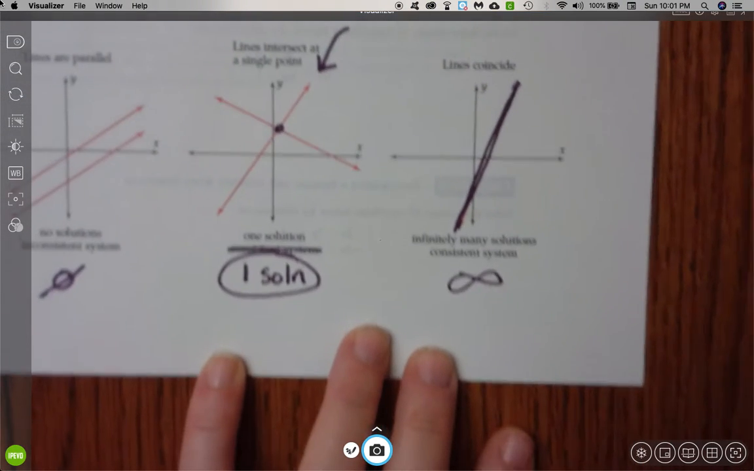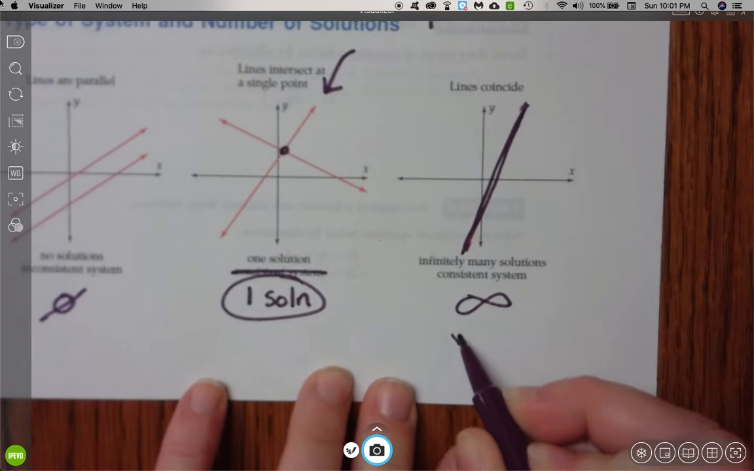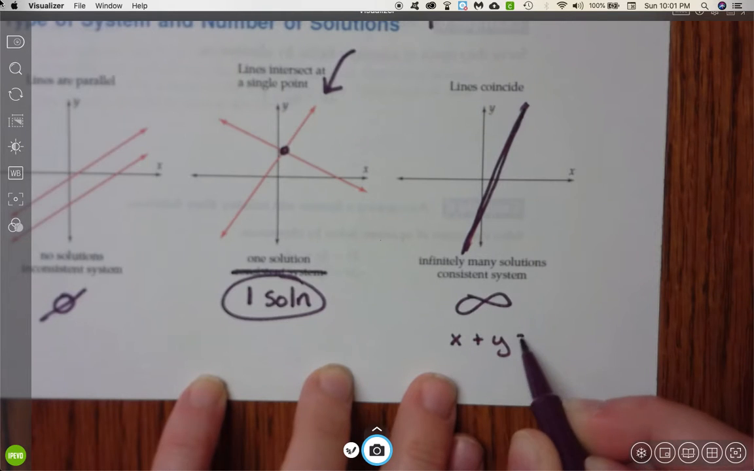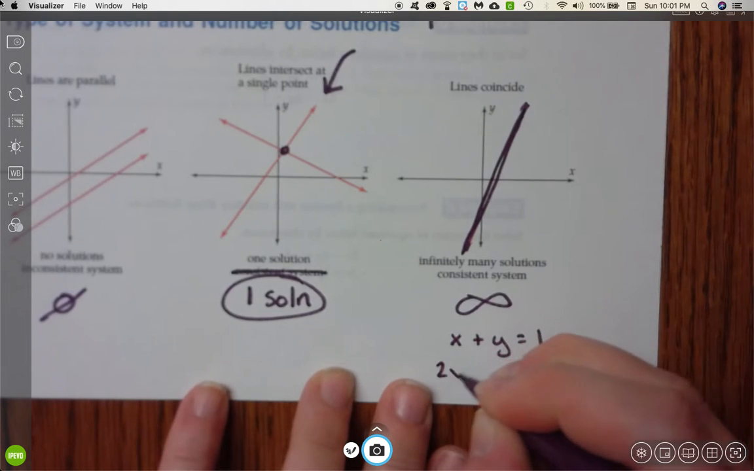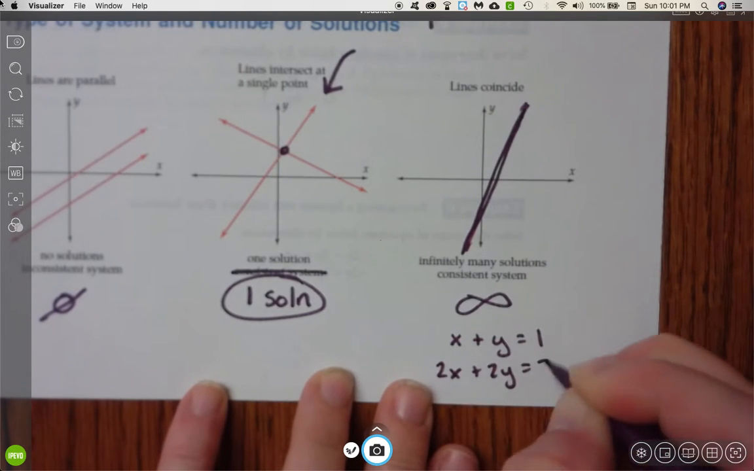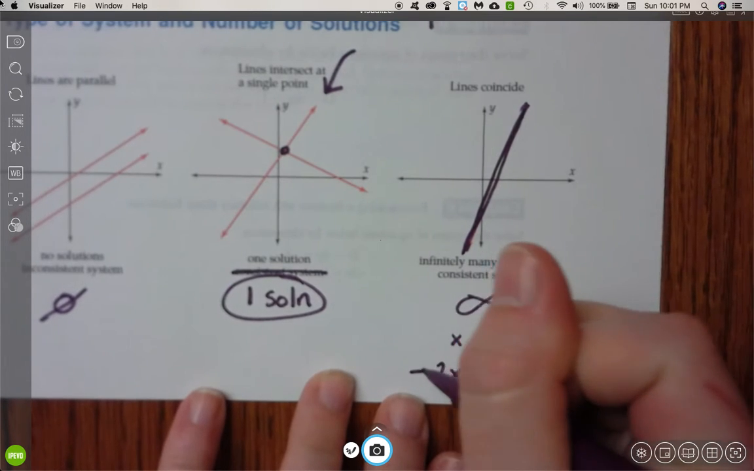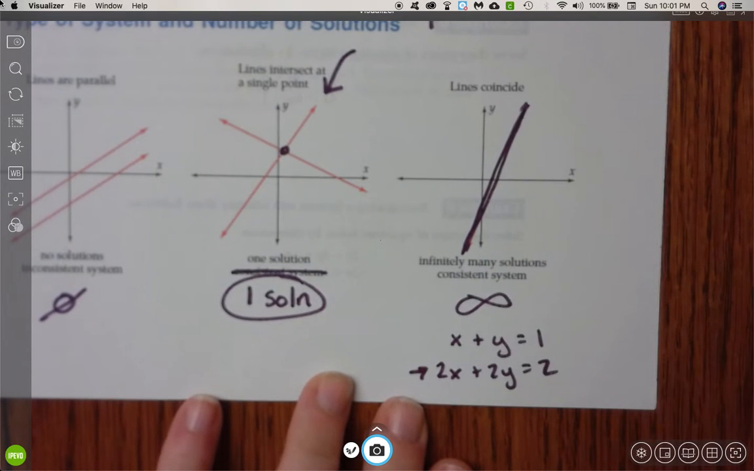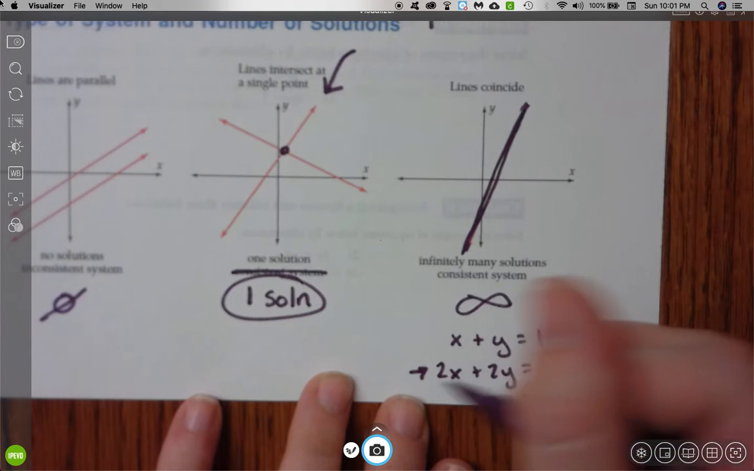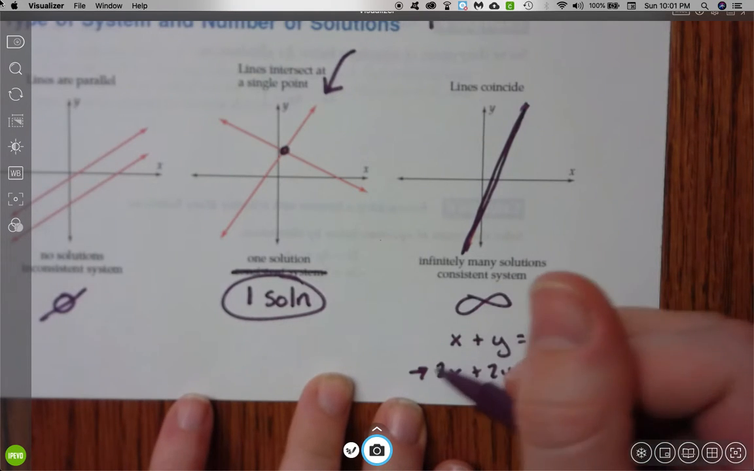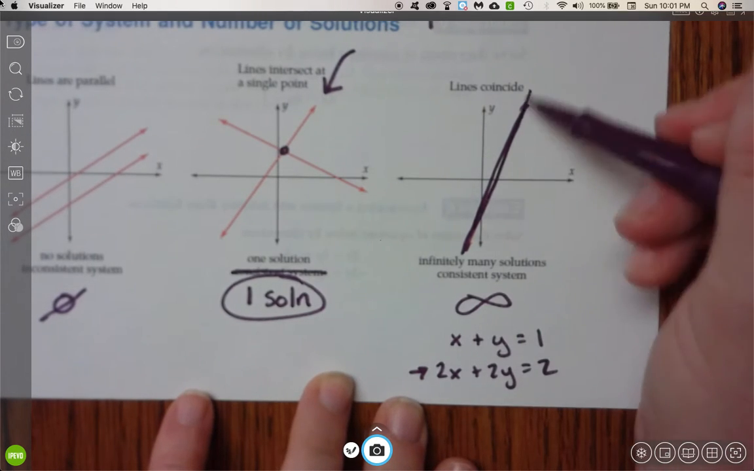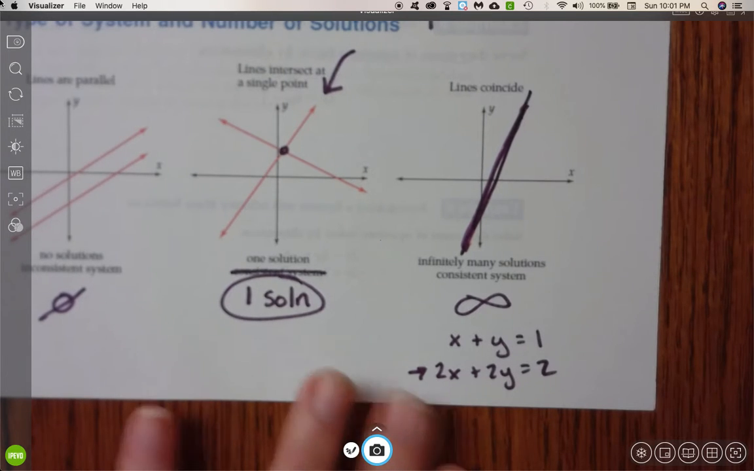Okay, and a scenario when you might have that happen, I'll just give you an example. Let's say I have x plus y equals 1, and I have 2x plus 2y equals 2. Well, really, the second equation is the same as the first one. I've just multiplied it by 2, which I could then turn around and divide by 2, and I would get back to the original. So that's going to be two equations that are going to live on top of each other. They're going to have infinitely many solutions. Okay.